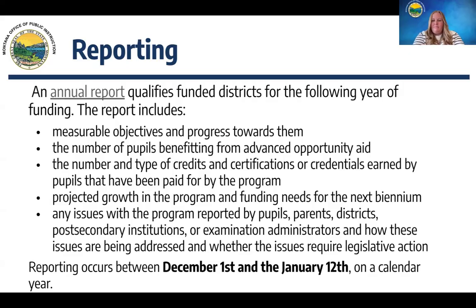So the annual reporting, this is again what qualifies your district for funding for the following year. I've bulleted the pieces of the annual report, the measurable objectives and the progress towards them. And I'm going to take you through screenshots of each of these slides. Remember, that comes out of your district's advanced opportunity strategic plan: the number of students who are benefiting from the advanced opportunity aid, the types of credits, certifications, and credentials that are being offered through your programs at your school.